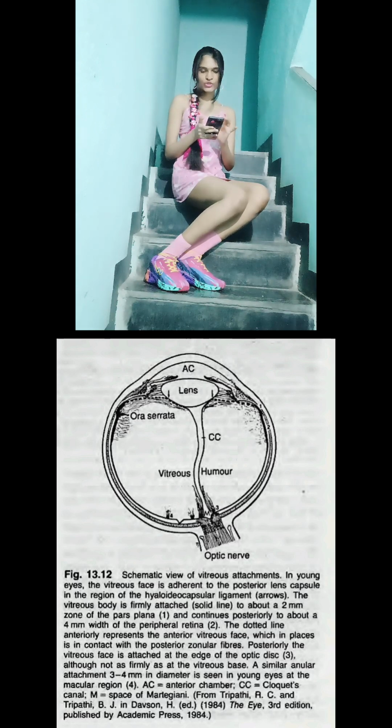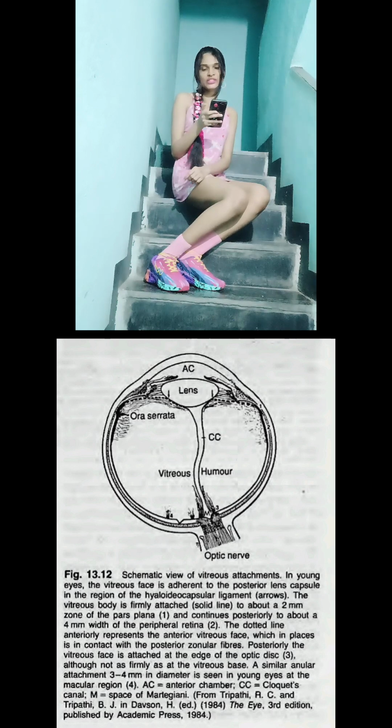Figure 13.12. Schematic view of vitreous attachments. In young eyes, the vitreous face is adherent to the posterior lens capsule. In the region of the hyalocapsular ligament, arrows, the vitreous body is firmly attached, solid line, to about a 2 mm zone of the pars plana, 1, and continues posteriorly to about 4 mm width of the peripheral retina, 2. The dotted line is in contact with the posterior zonular fibers.